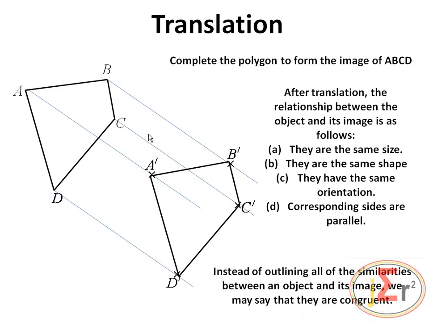Now, since we have the image resembling the object in every respect, instead of outlining all of the similarities between the object and its image, we may say that they are congruent. That means equal in all respects.